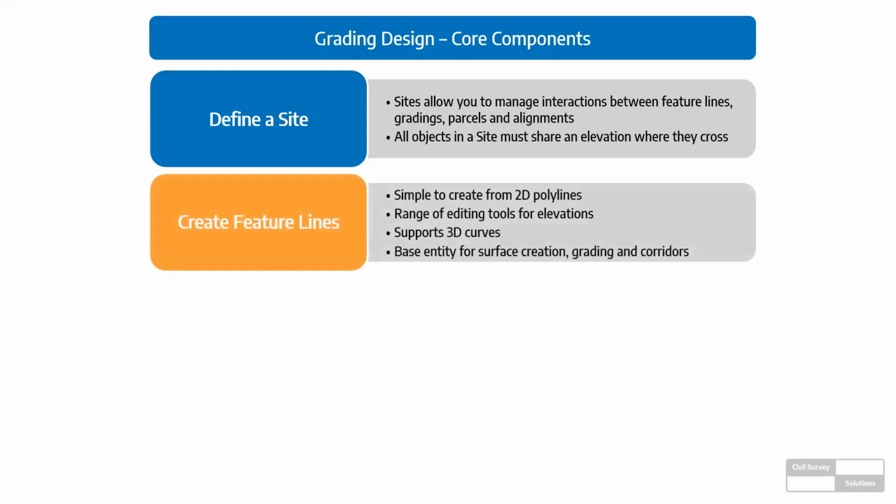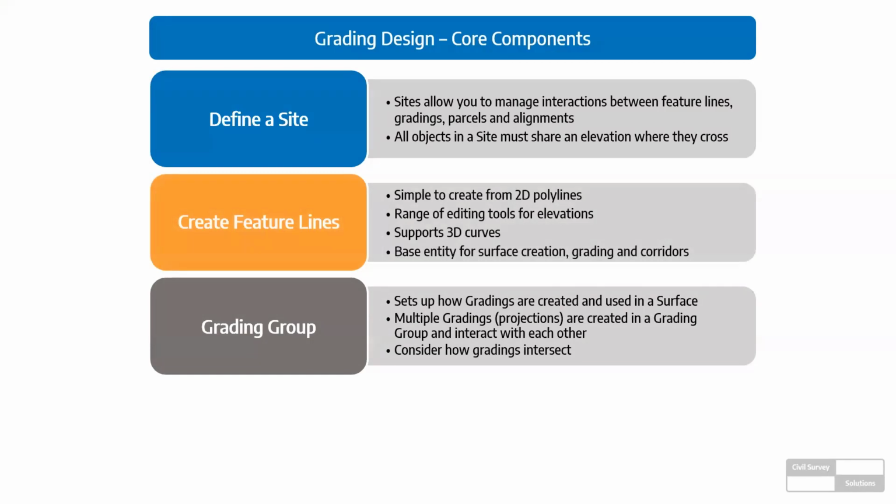Once you've defined a site, we can then go ahead and create feature lines, and this is where you basically take your 2D polylines, put some elevations on them. It supports 3D curves, and it's a base entity for you to then build a surface, do some grading, make some corridors.